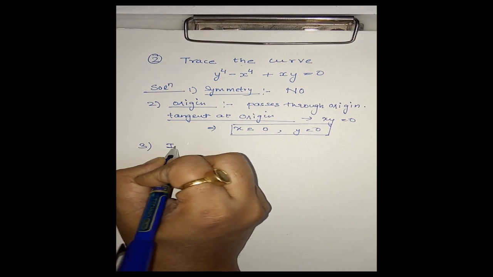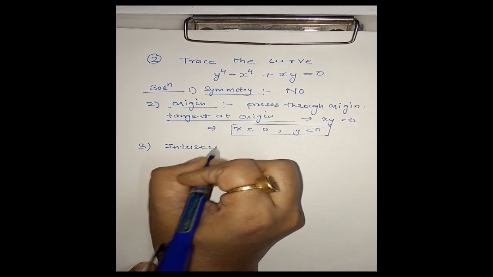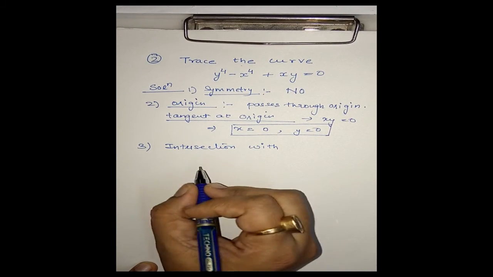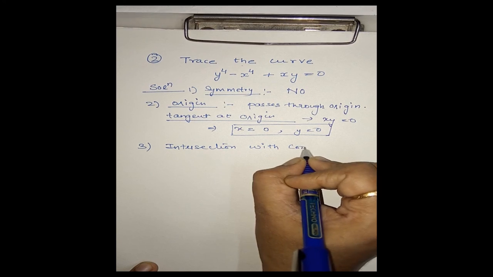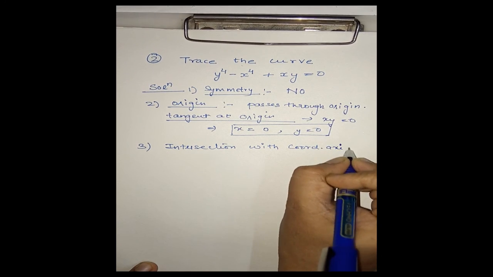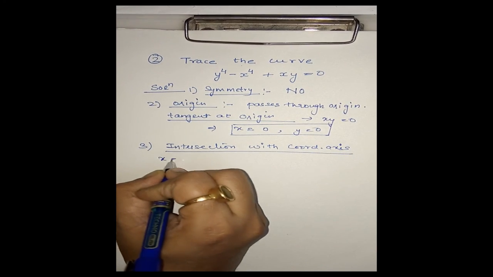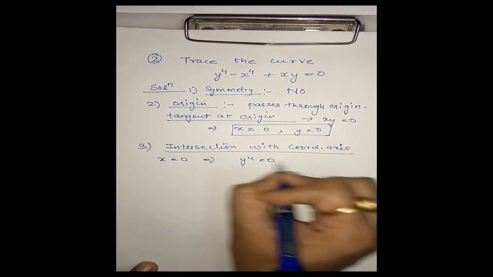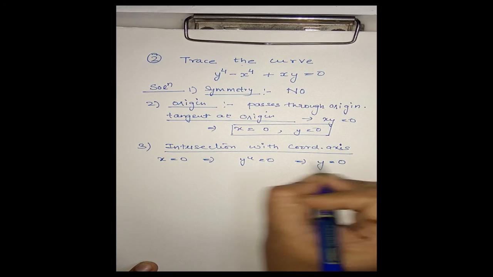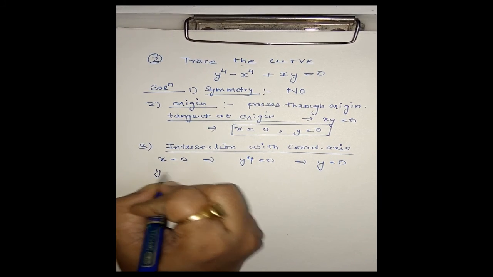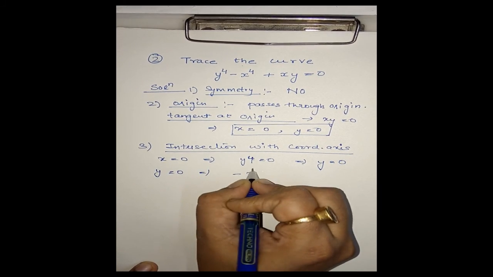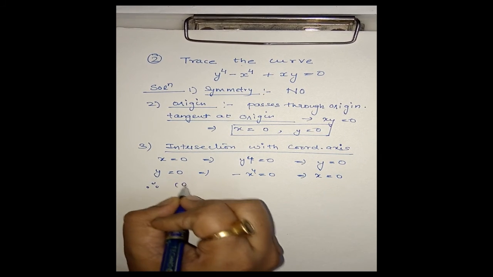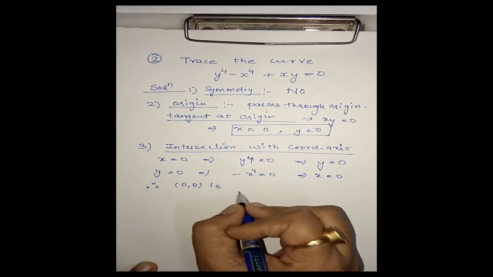Third is intersection with the coordinate axis. Next we have to find the points of intersection with the coordinate axis. Now x is equal to 0 will give y^4 is equal to 0, that is y is equal to 0. Okay, and y is equal to 0 will give minus x^4 is equal to 0, that is x is equal to 0. Therefore (0, 0) is the only point of intersection.